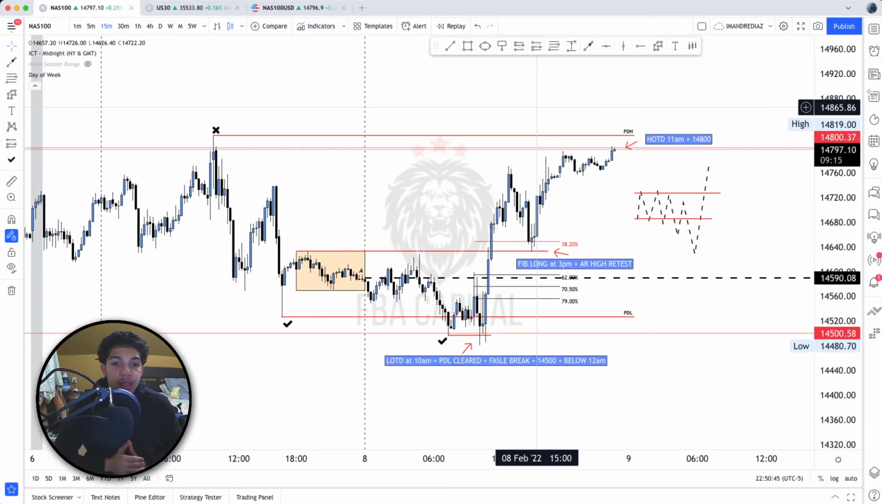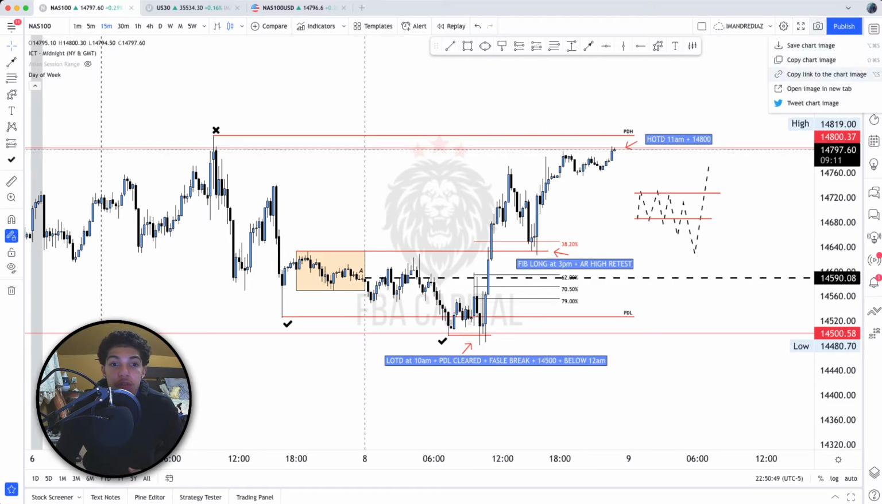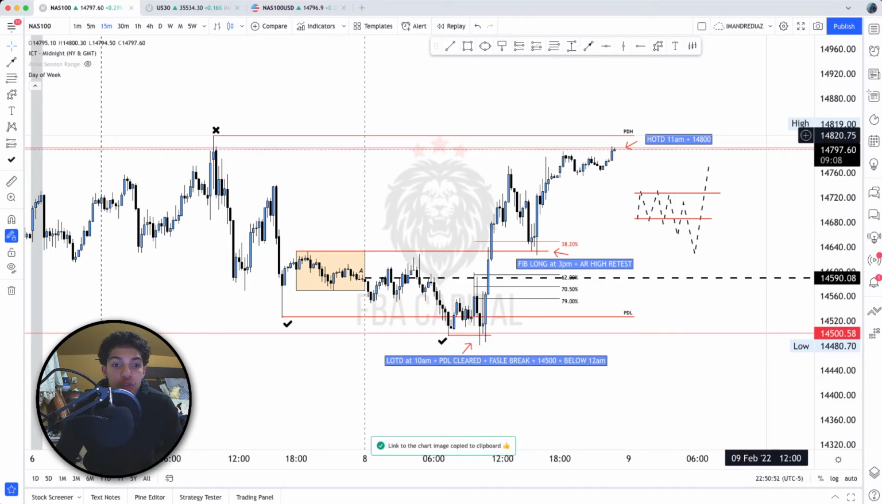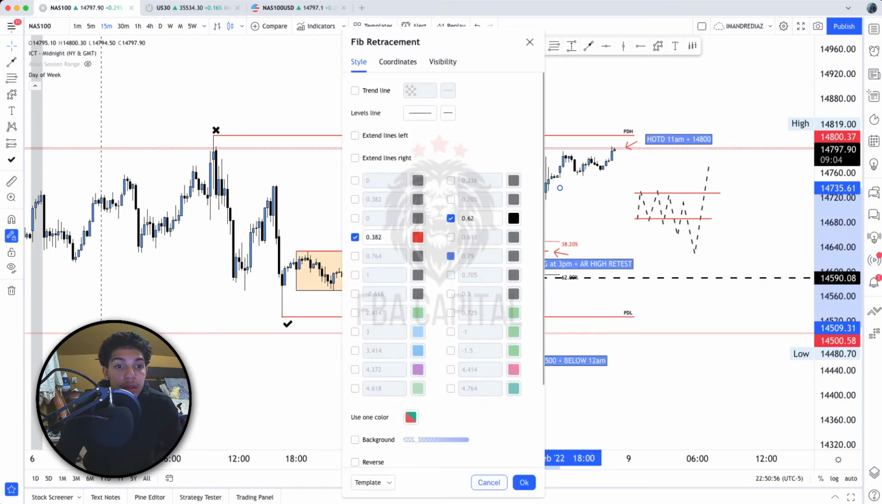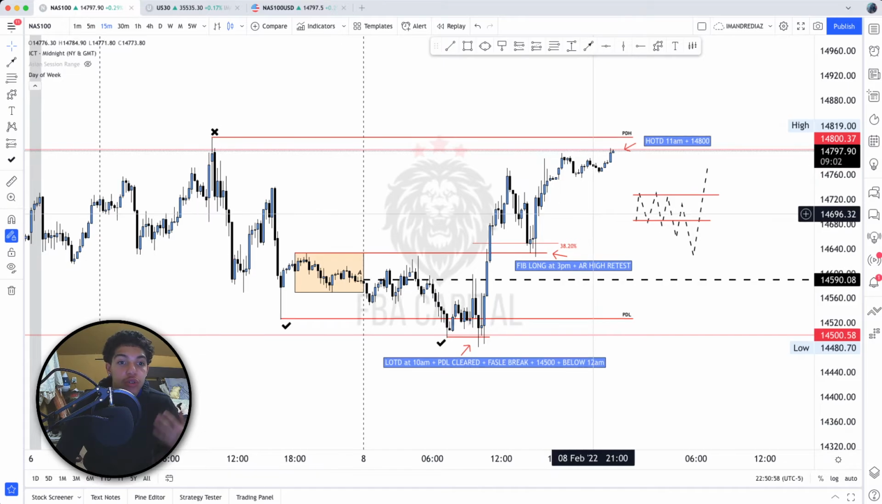So this is a nice little quick breakdown on what happened. Nice and simple. So what I'm going to do is get the screenshot, and make sure I put this inside of my journal. I'm going to also put it inside the chat. So if you're not in that Telegram chat, make sure you click the link in the bio.